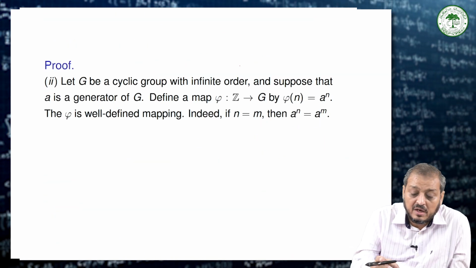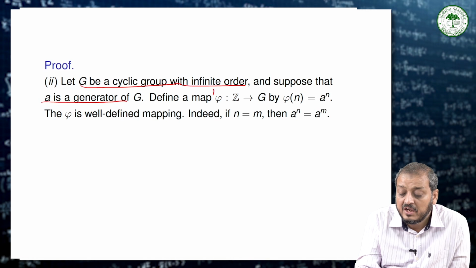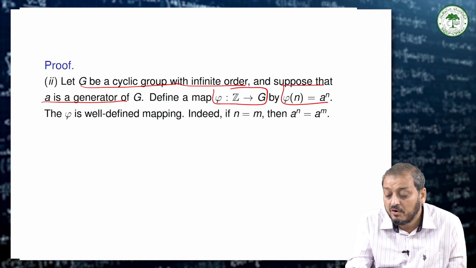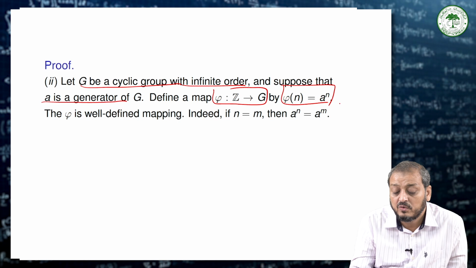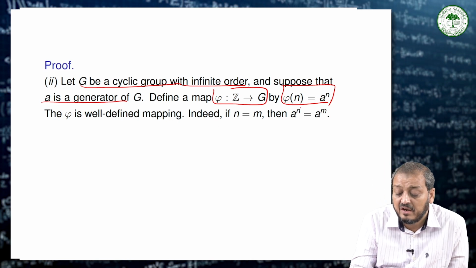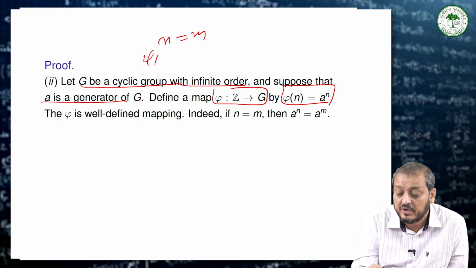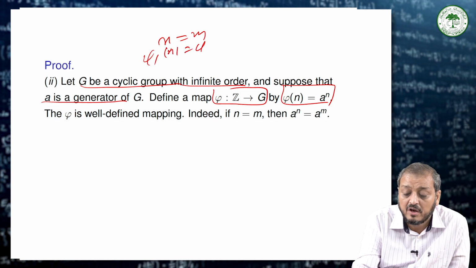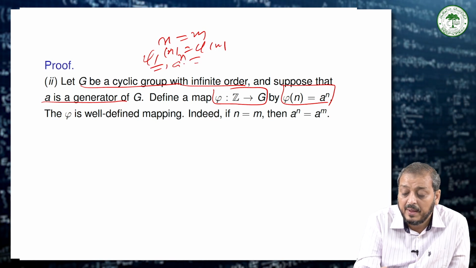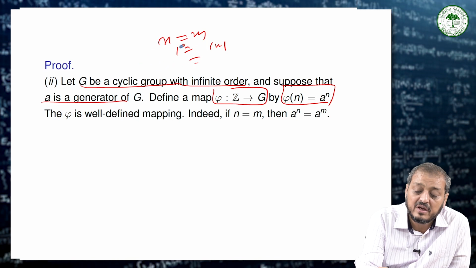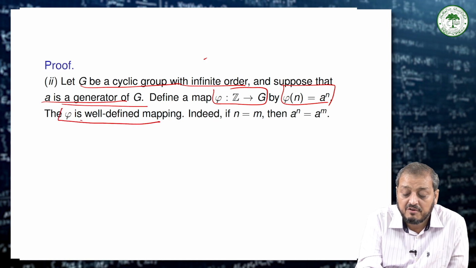Now let G be a cyclic group with infinite order, and suppose a is the generator of G. Then we define a map phi from Z to G, with phi of n equal to a to the power n. This is clearly well defined. If n is equal to m, then phi of n is equal to phi of m, that is a to the power n is equal to a to the power m. So trivially we can verify that phi is a well defined mapping.